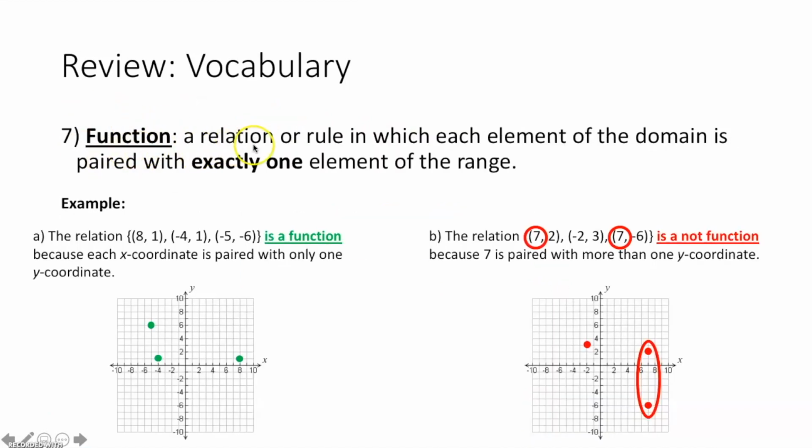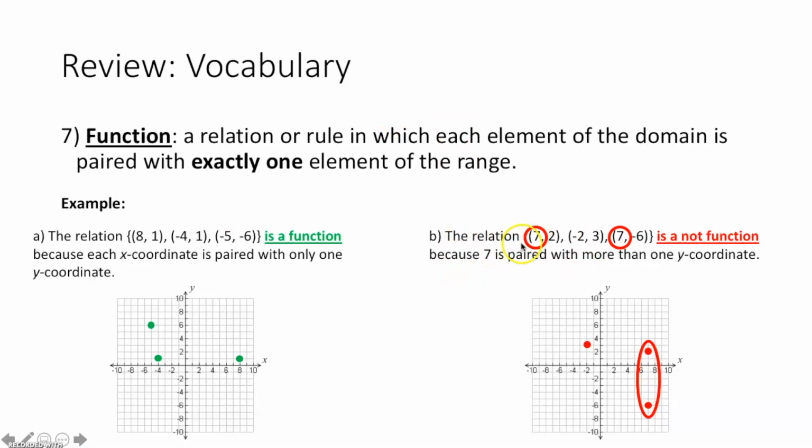Now, a function is going to be a relation or a rule in which each element of the domain is paired with exactly one element of the range. Now, if we look at these examples down here, the first one says the relation (8, 1), (-4, 1), and (-5, -6) is a function because each x coordinate is paired with only one y coordinate. Now, you can see that the 8 is paired with the 1 and the -4 is also paired with the 1. That's okay, as long as you don't have one x value paired with multiple y values.